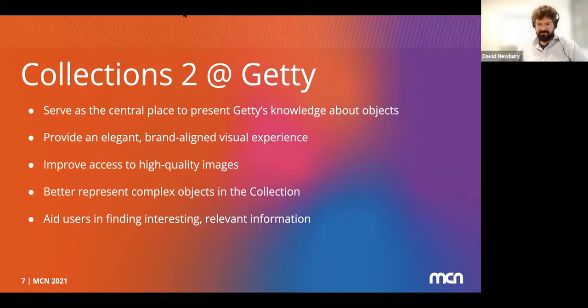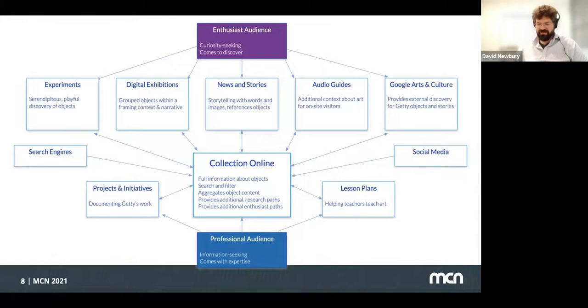And so what we ended up doing was really saying, and we've had this conversation across the field, that we end up with enthusiasts and professionals, both of whom use the collection. But what Collection Online really needed to be in our ecosystem was this central hub, because there were so many access points that people would come to find the collection that were connected somehow. Our audio guides connect to the collection. The work we do on Google Arts and Culture does. Our blog and our news and stories section does. When we do exhibitions, those connect down to the collection. When we do digital experiments, search and social media.